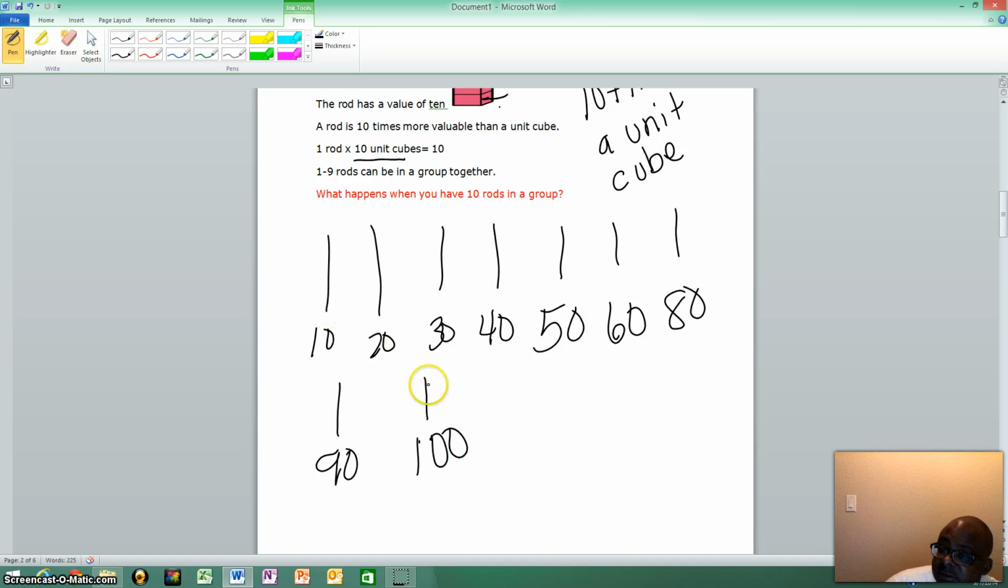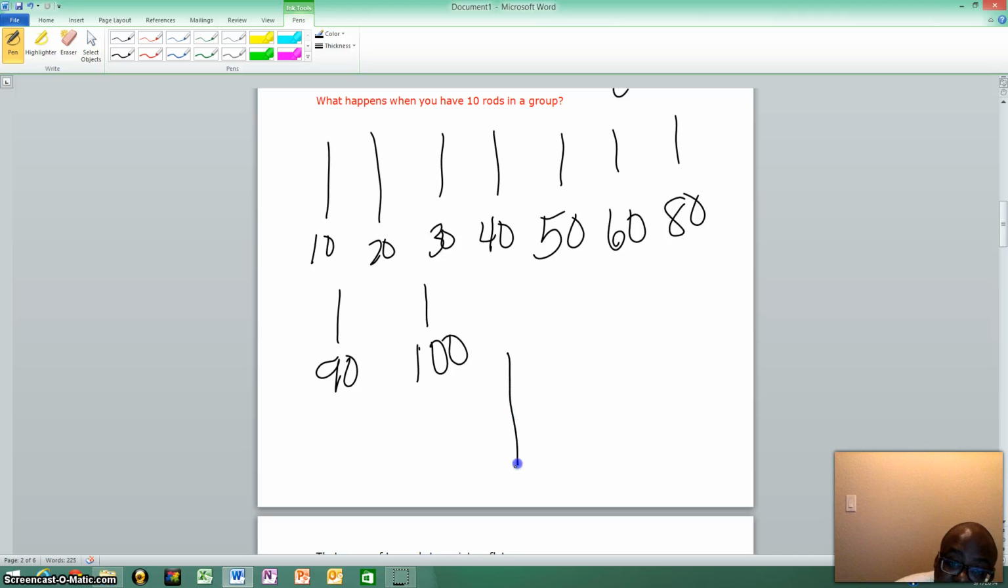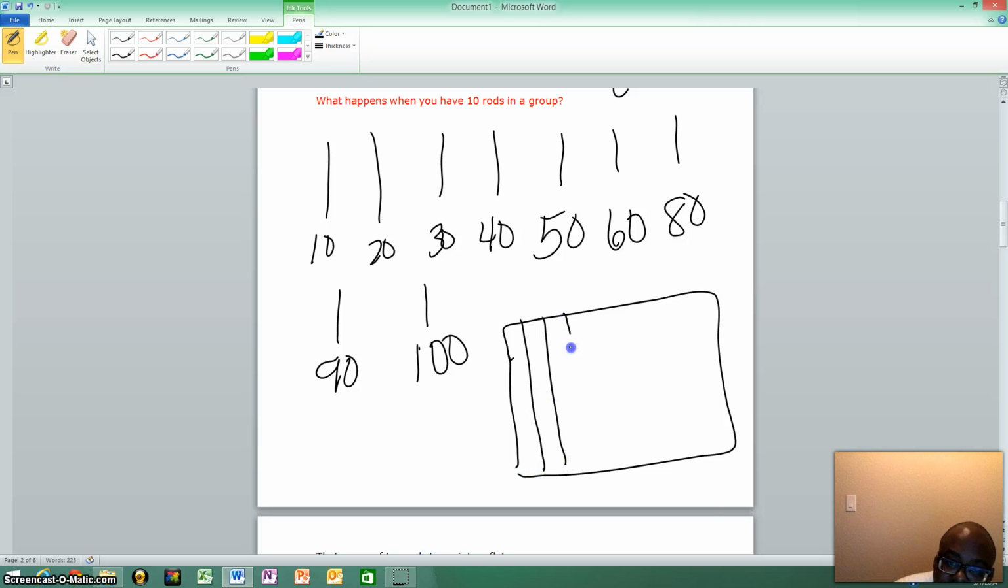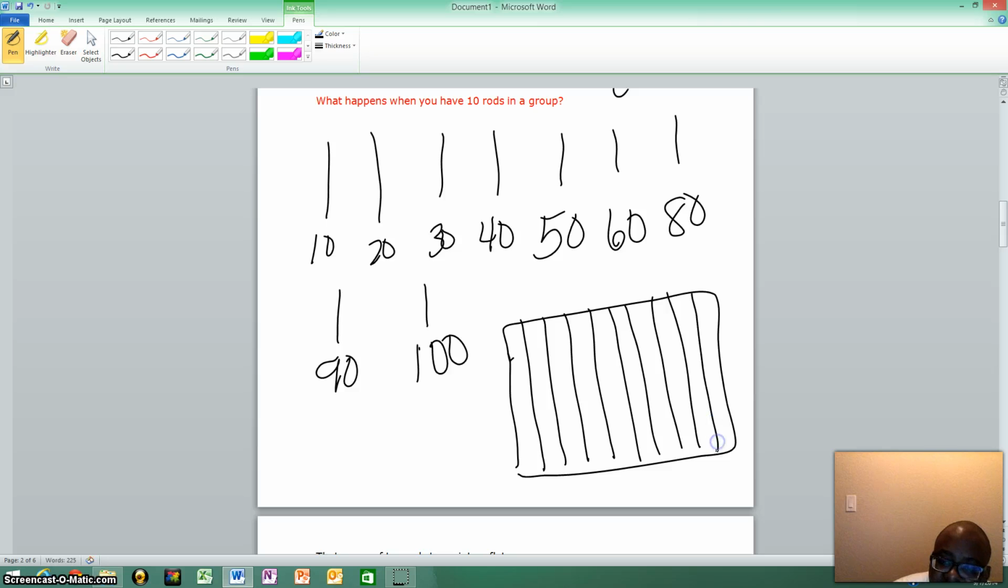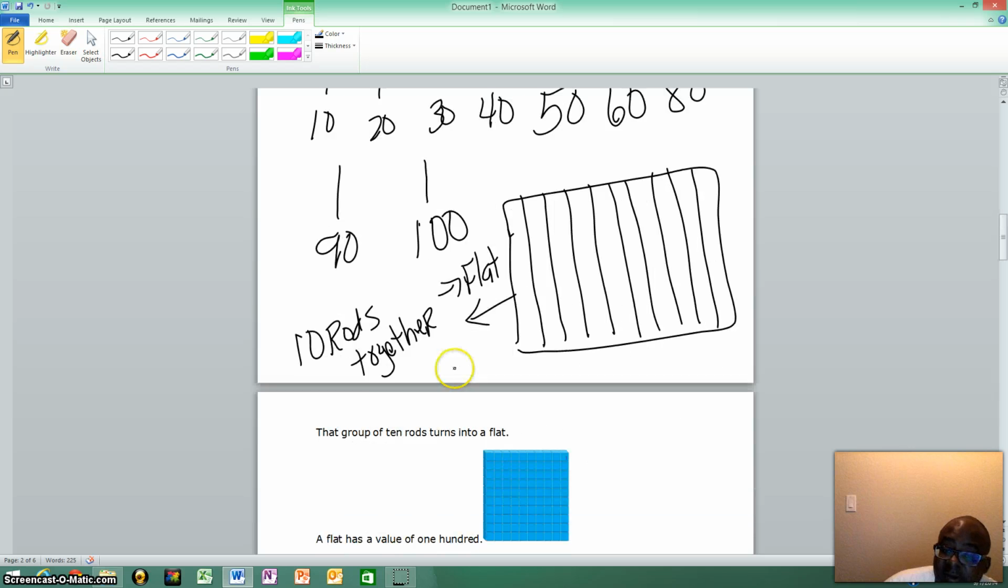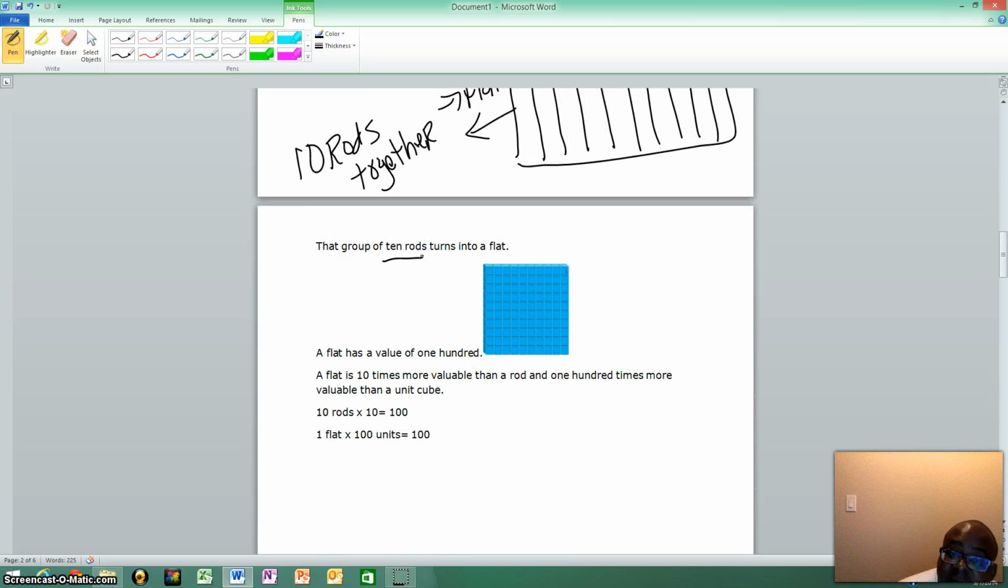But I'm not going to have 100 of those little sticks because we want to keep everything nice and grouped together. So once I have those 10 together, they all form almost like transformers. When you put them together, 1, 2, 3, 4, 5, 6, 7, 8, 9, 10, they make a little flat sheet, right? Looks like a little flat, almost like a tray. Well, when we have 10 rods together, then we're going to get something called a flat. So 10 rods together is going to make a flat. So we take those 10 rods and we turn it into a flat.